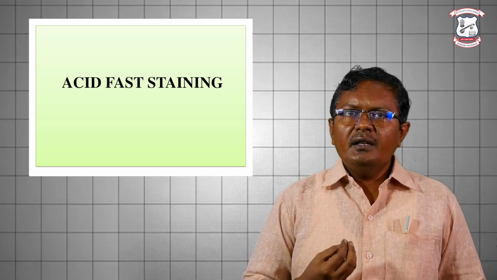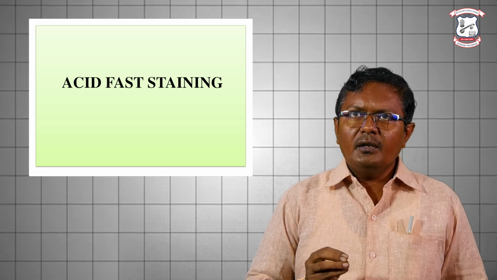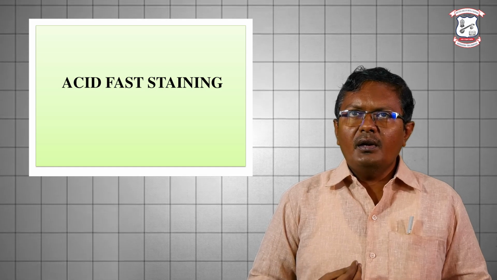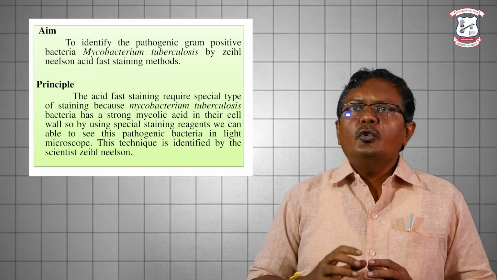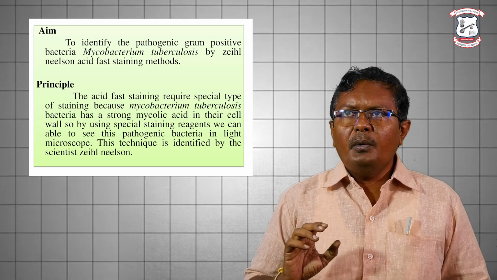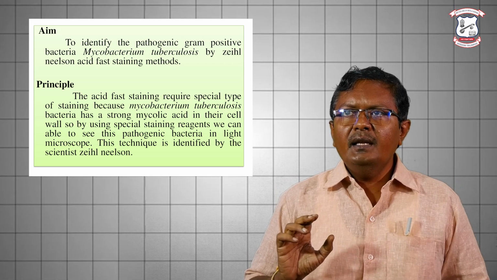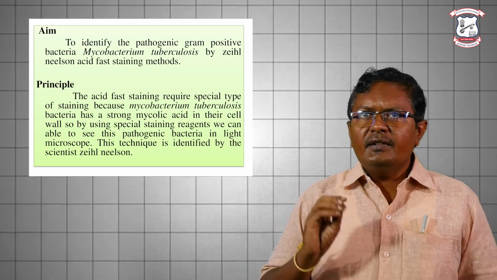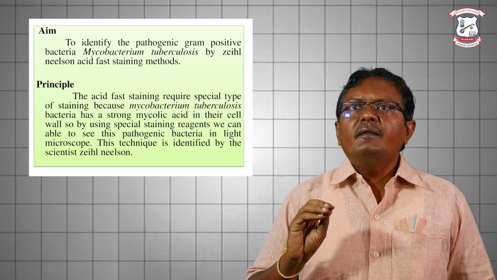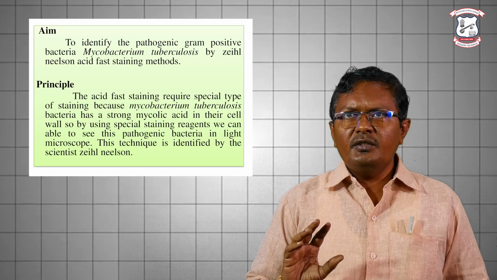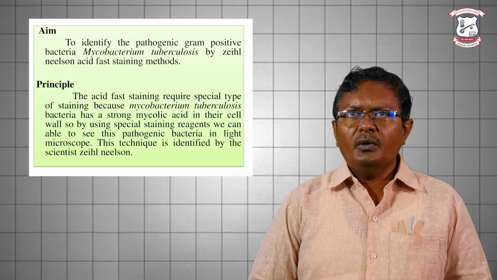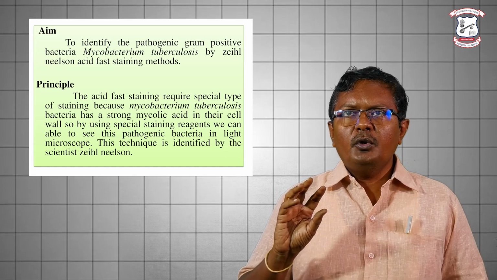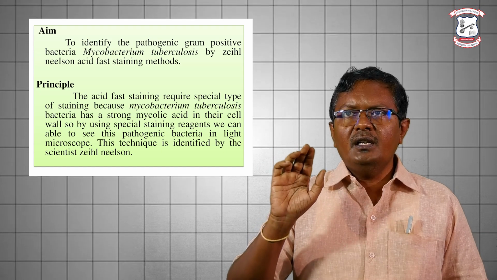This acid-fast staining technique is done only in the microbiology laboratory. Let me explain how it is done. First, the aim: to identify the pathogenic bacteria Mycobacterium tuberculosis by the Ziehl-Neelsen acid-fast staining method. By using this method, we can identify this most dangerous, deadly pathogenic bacteria. This is the aim.